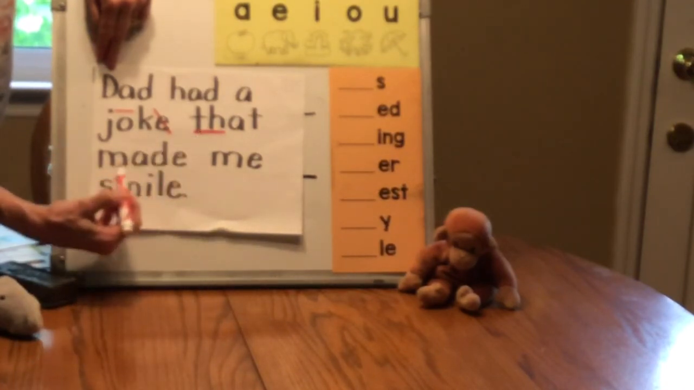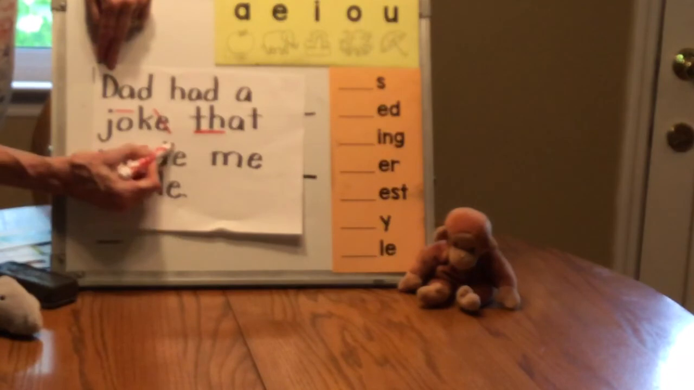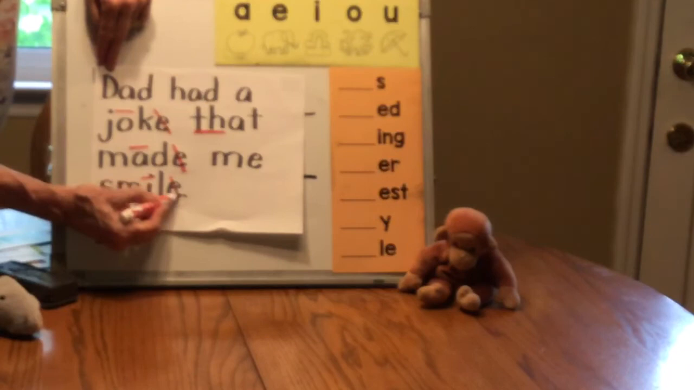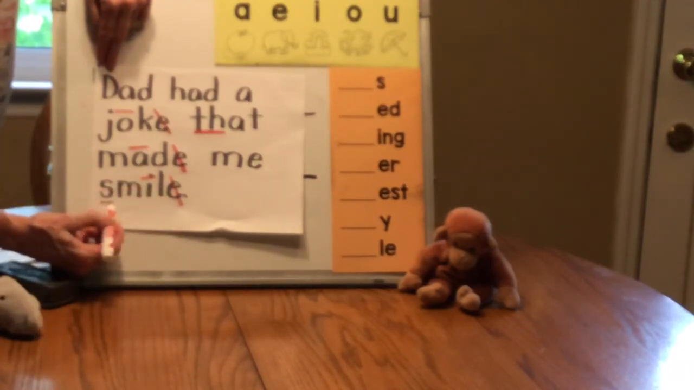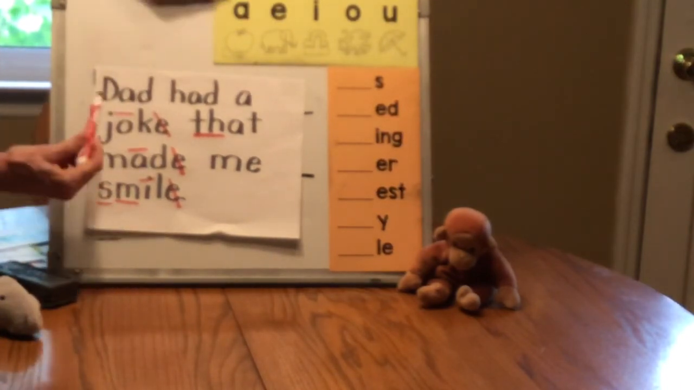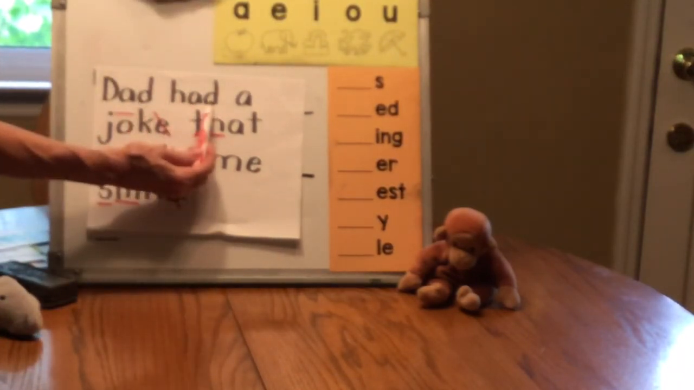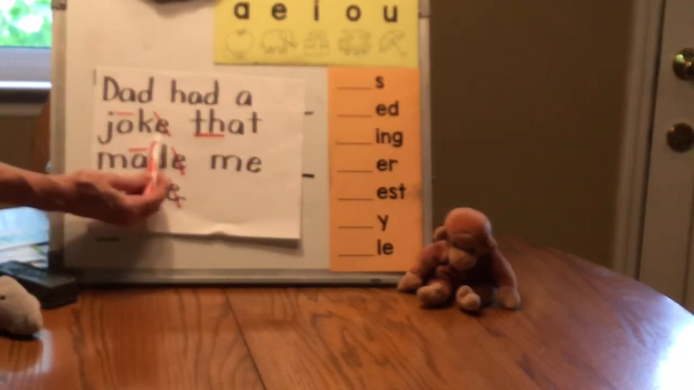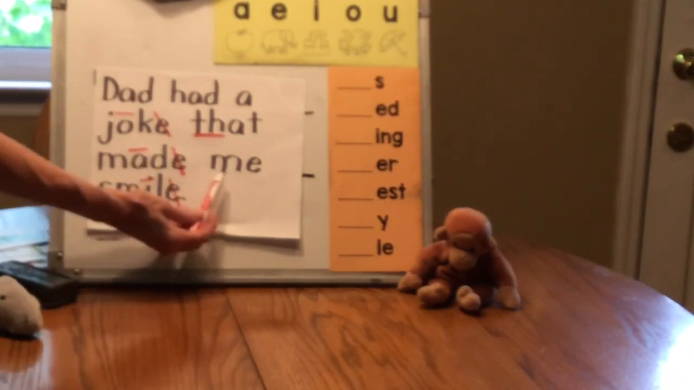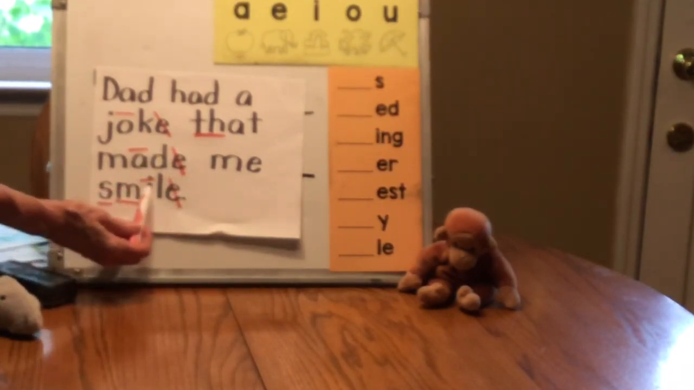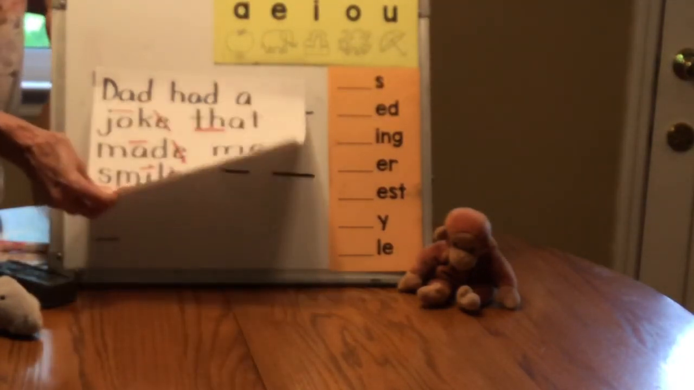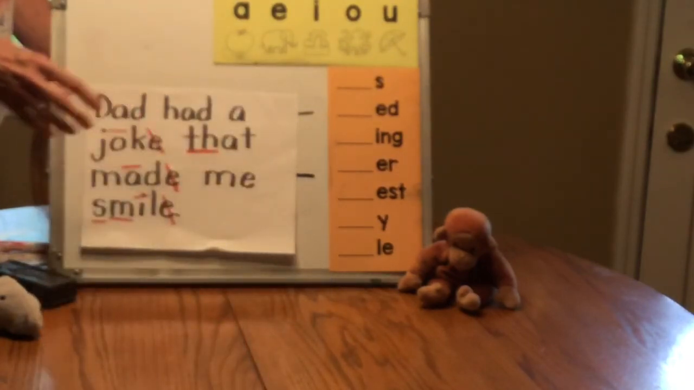TH, thumb. Made, long vowel, silent E. Me, smile, long vowel, silent E. And I see a consonant blend. All right, let's check. My D's are going the right way. I have a long vowel, joke. My digraph, long vowel for made, consonant blend, and long vowel for smile. 30 seconds. All right. I hope you did well on that.